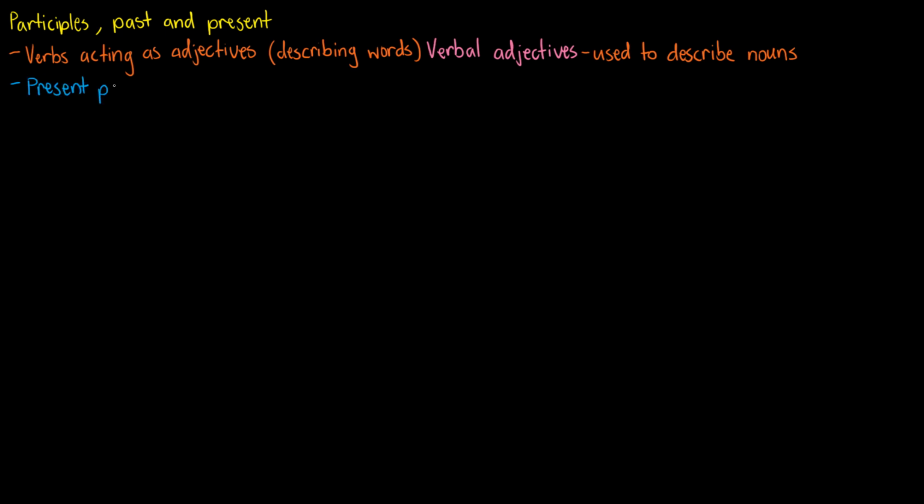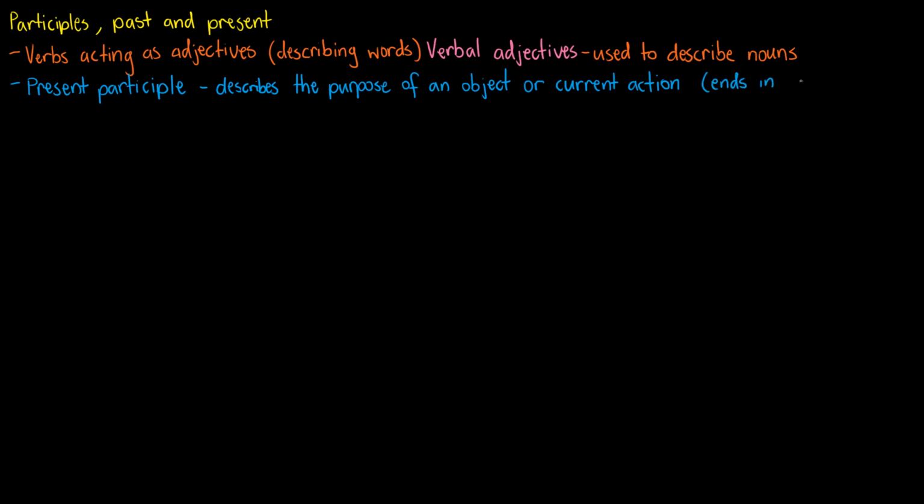The present participle can be used in a few ways. It can show the purpose of an object, what it is used for, or it can show a current action or state. So we'll just write that here. It can describe the purpose of an object or the current action or state. And the way to identify these is it will always end with ing, or most of the time it will end with ing.